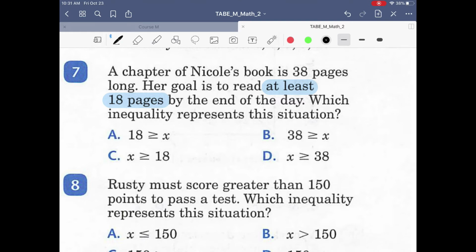Well, we can eliminate these two because they don't talk about the 18. She wants to read at least 18 pages. So that is this one. Her reading needs to be 18 or higher.